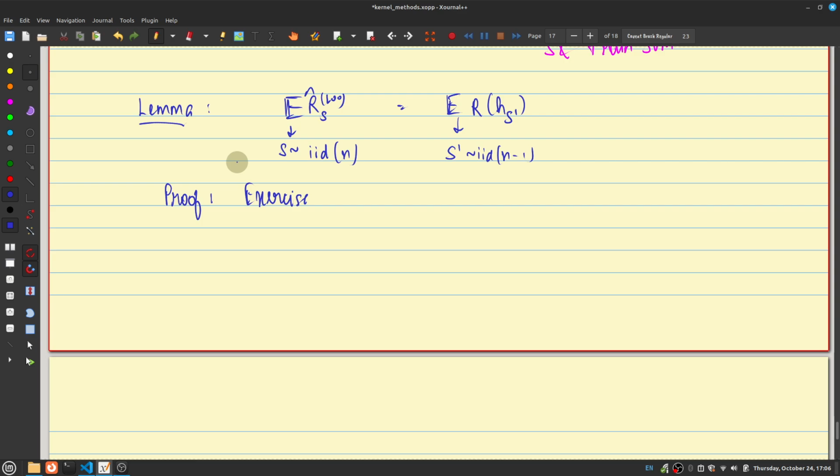Not necessarily. This is one random variable, and you're trying to estimate some other random variable. So this random variable is an unbiased estimate of this particular random variable.